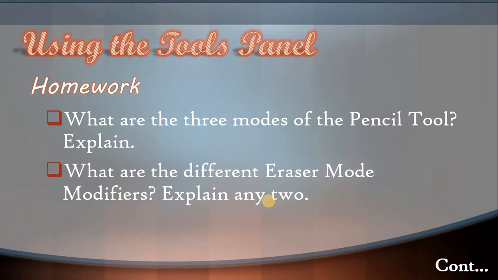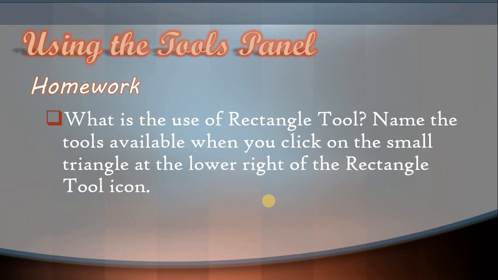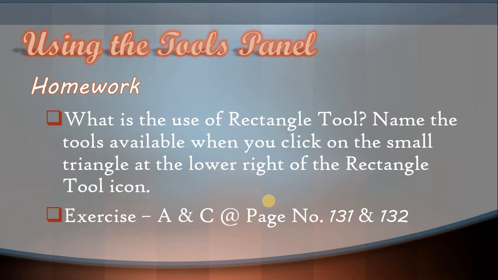Okay. Next question, what is the use of rectangle tool? Name the tools available when you click on the small triangle at the lower right of the rectangle tool icon. And exercises A and C at page number 131 and 132. You need to do the 3 questions in your notebook and do the exercises A and C in the book. Do your homework properly. After completing your homework, get a sign from your parents in the planner.